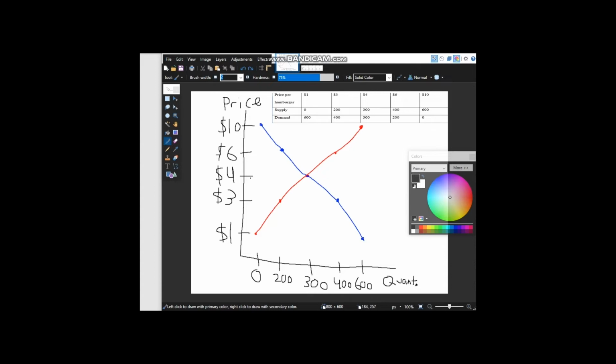As you can see on the graph, the equilibrium is when the price is $4 and the quantity supplied and demanded is 300. Anything above that would result in a surplus, as shown here. Anything below it, a shortage, shown right here.